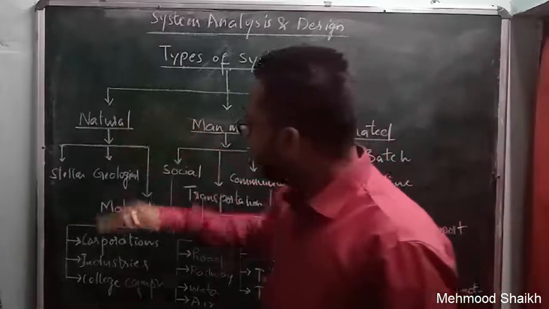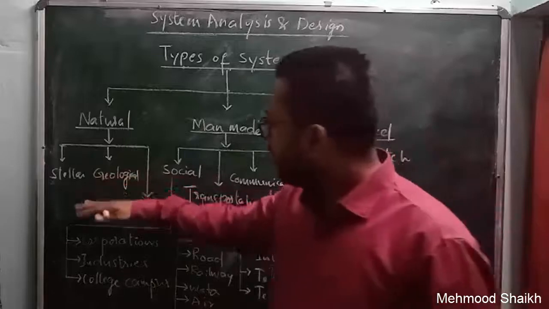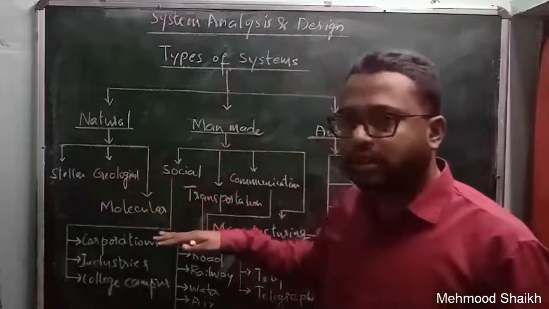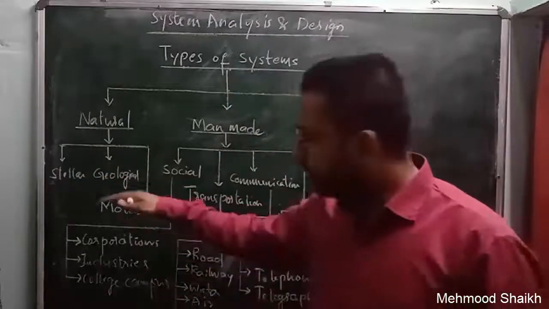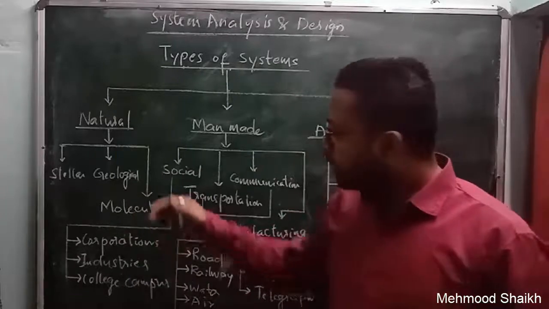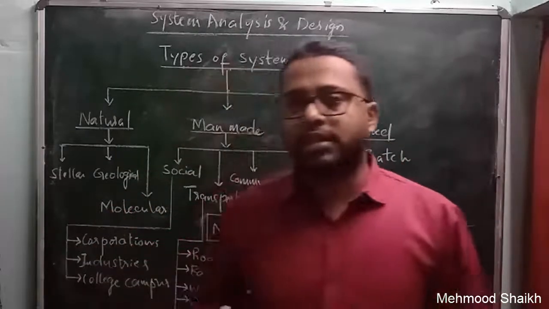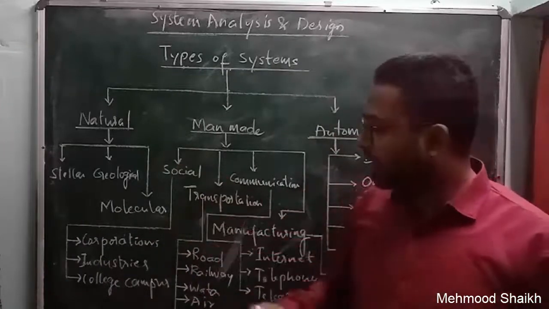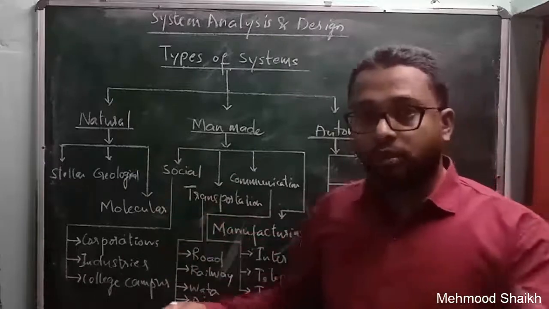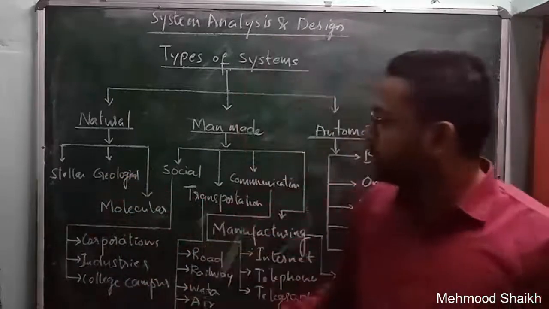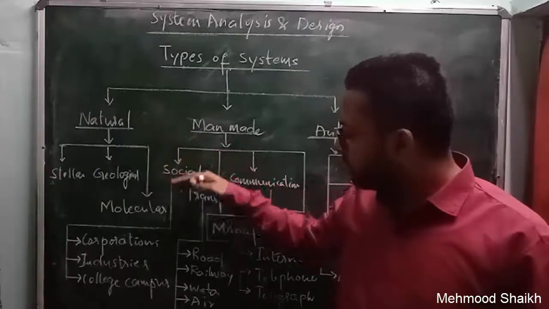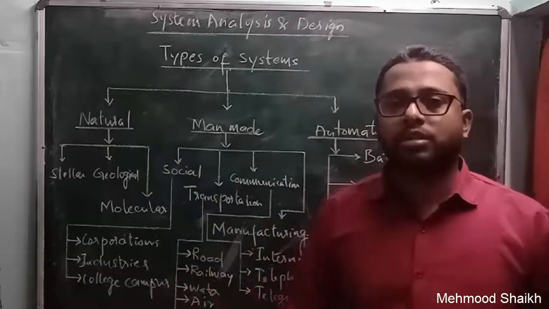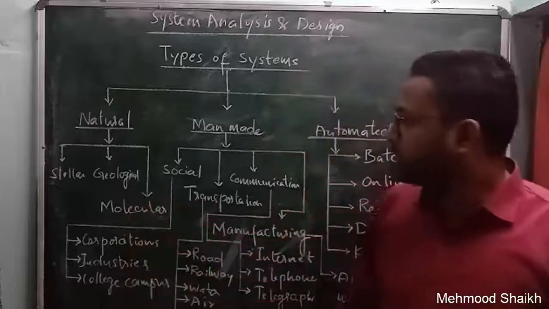In natural system we have three further categories: the stellar system, the geological system, and the molecular system. In stellar system we can give examples like the galaxy system and the solar system. In geological system we have examples like mountains and rivers. And the third category is molecular systems, which contain atoms and the complex structure of molecules.